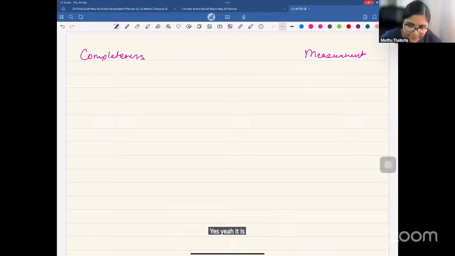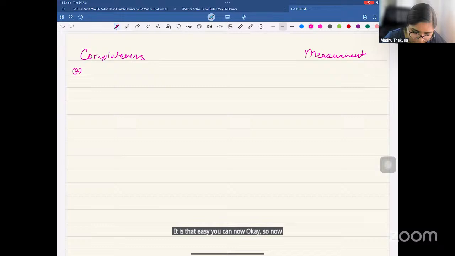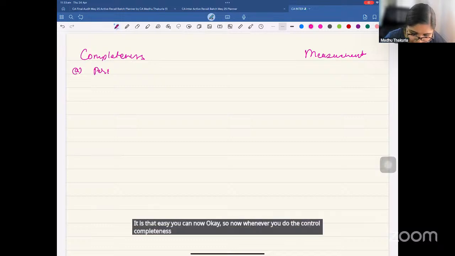Okay, so now whenever you do the control completeness, first perform the cutoff procedures.